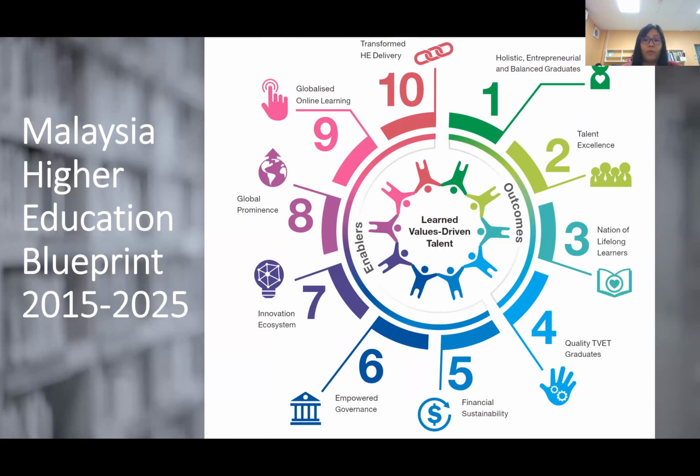So when we come back to our country, the Malaysian Higher Education Blueprint 2015 to 2025, this is our vision, that we would like to have graduates with the outcomes here. 1, 2, 3, 4 outcomes: holistic, entrepreneurial, balanced. They are talent excellence, the notion of lifelong learners. They are quality technology and vocational education graduates. And the enablers, how we are going to enable them, of course, are the education system, financial, online delivery system, and so on and so forth. Those are just for your information.